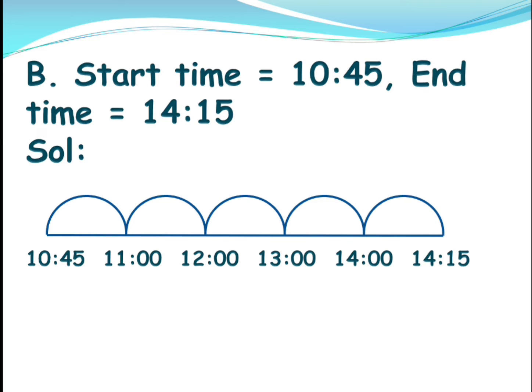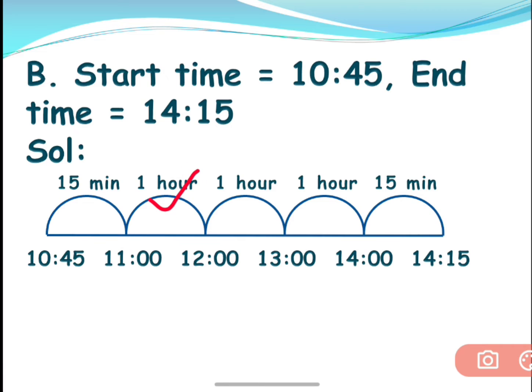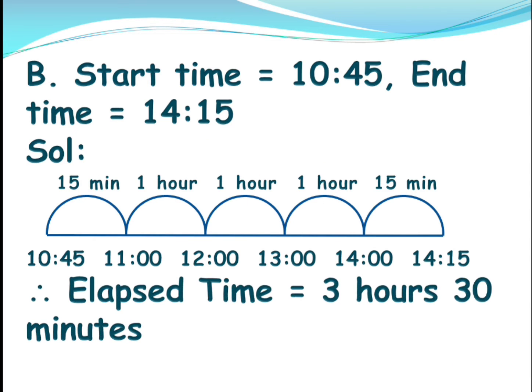Now let's write it and calculate. So first is 15 minutes. Next you have taken 1 hour, 1 hour, 1 hour. Now again here 15 minutes. Now calculate the hours first. 1 hour, 2 hours. And this is 1 more hour, 3 hours. Now minutes, how many are there? 15 minutes plus 15 minutes, that is 30 minutes. So the elapsed time here is 3 hours, 30 minutes. Okay, children. So in this way, you need to calculate the elapsed time.